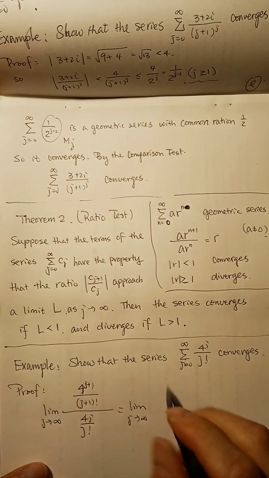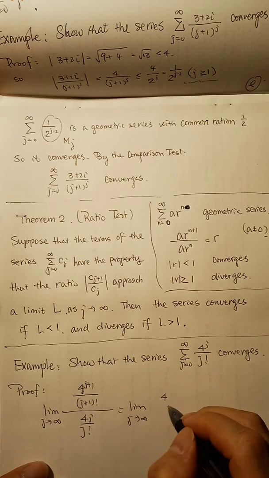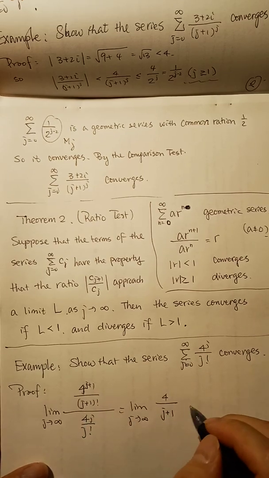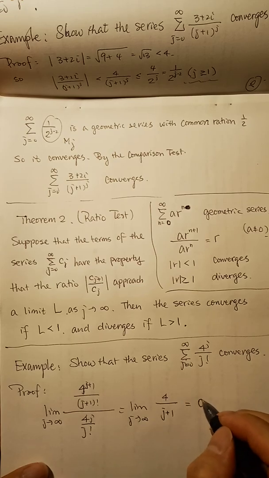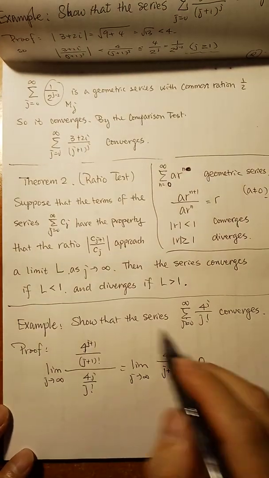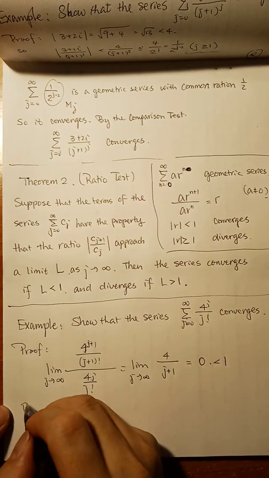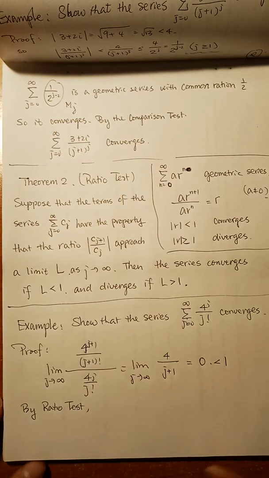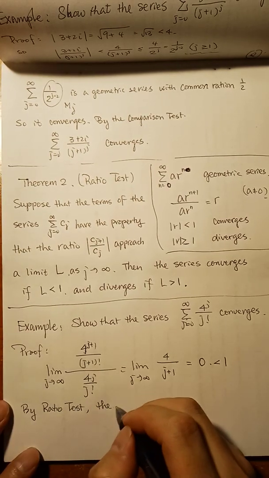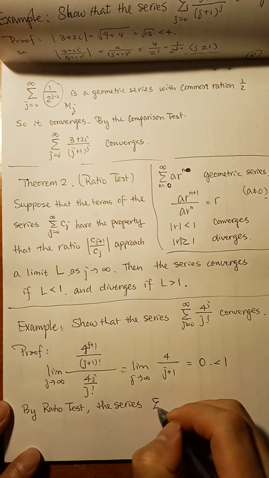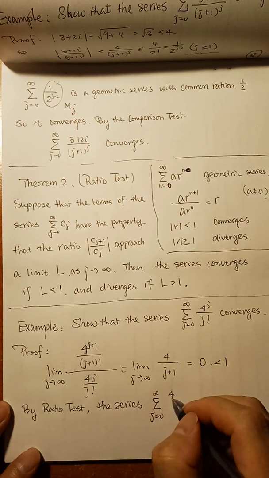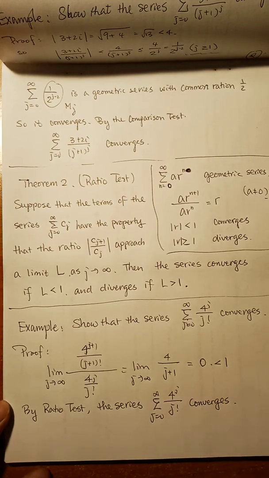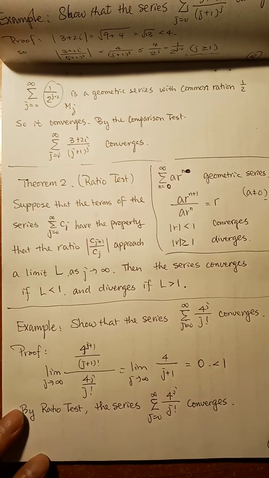You simplify this ratio, and you will get 4 over j plus 1. Most of the terms are cancelled. As j approaches infinity, of course, this limit is 0. This limit is 0, less than 1. So by the ratio test, the series converges.